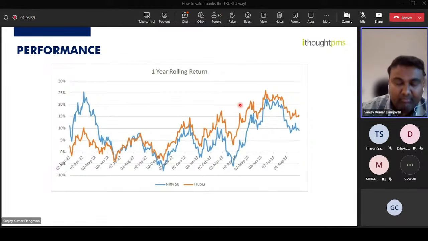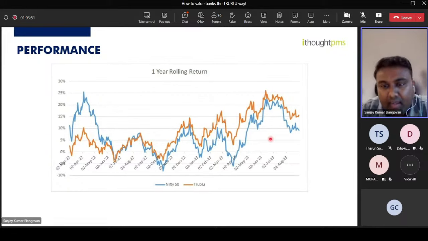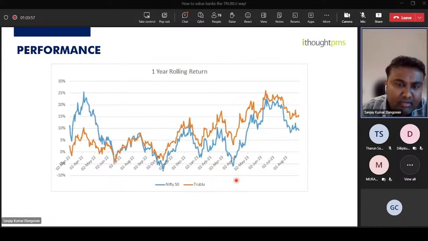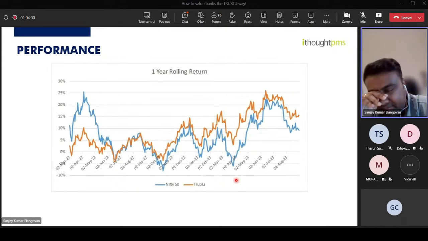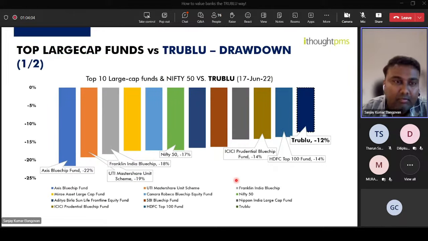So this has been the performance of our fund since inception. The first period is the initial phase, because we took time to deploy the funds, but over time, if you see, the gap has been widening with Nifty 50, the blue line. So we have been able to consistently beat the benchmark across time periods and across market corrections, which we'll see in a bit.